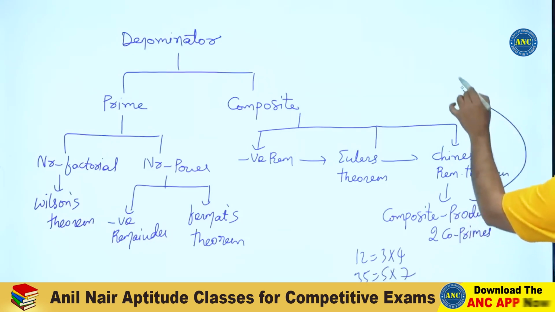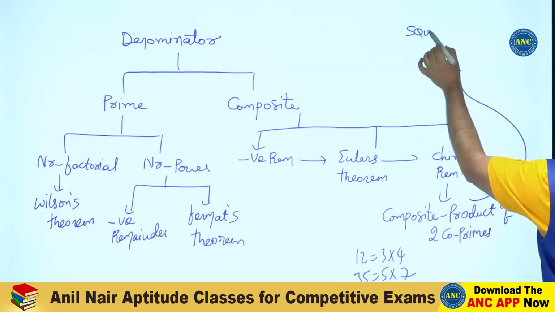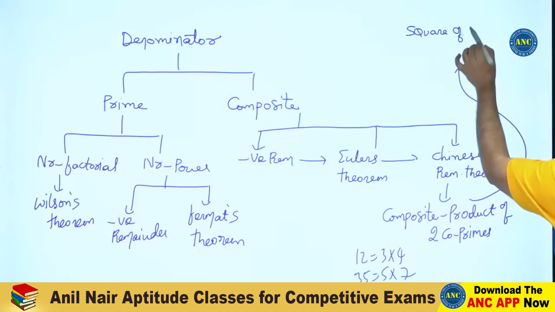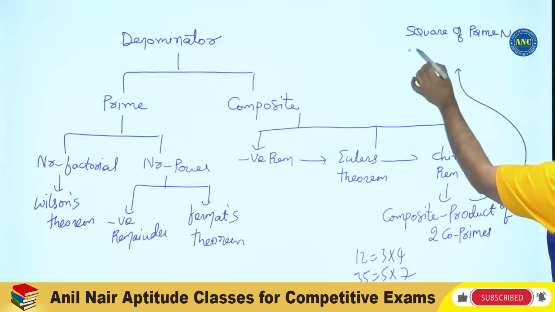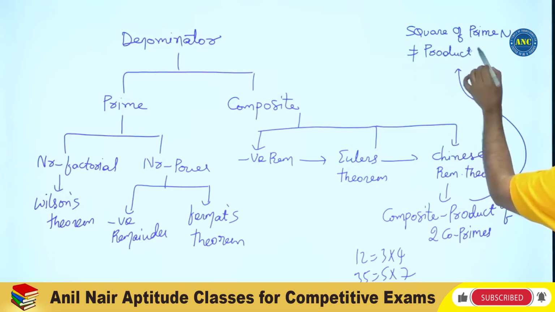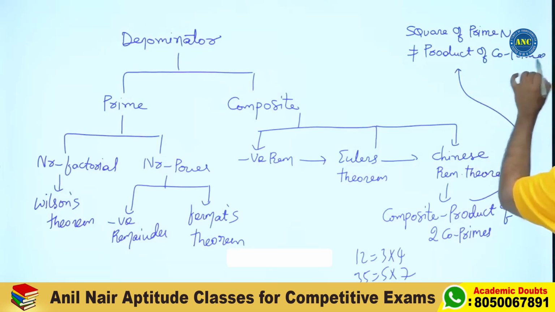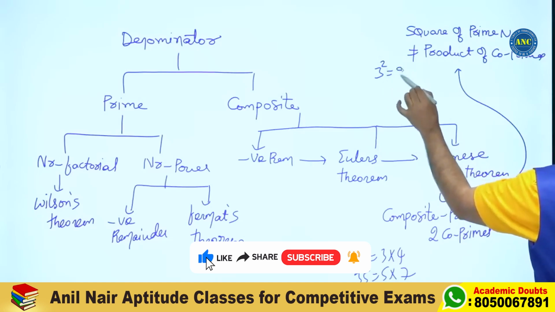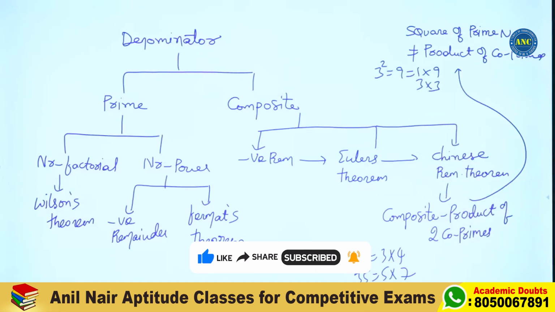There is one drawback with the Chinese remainder theorem. The square of a prime number cannot be written as a product of coprimes. 3 square, it is 9. It cannot be written as a product of coprimes. 3 into 3, HCF of 3 comma 3 is 3.